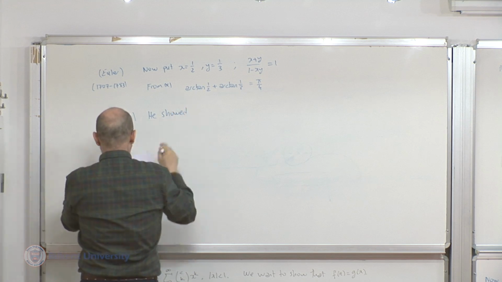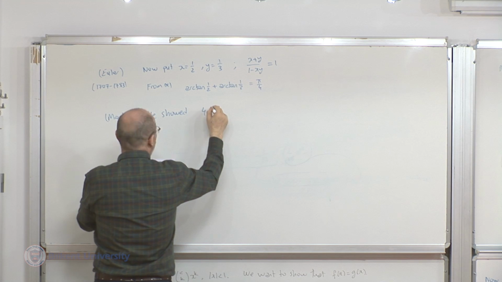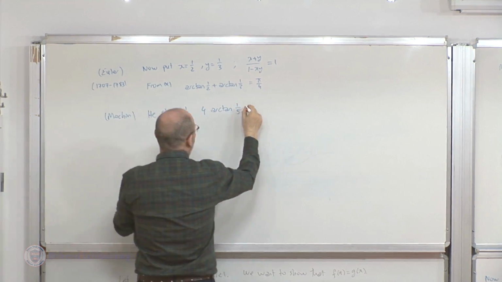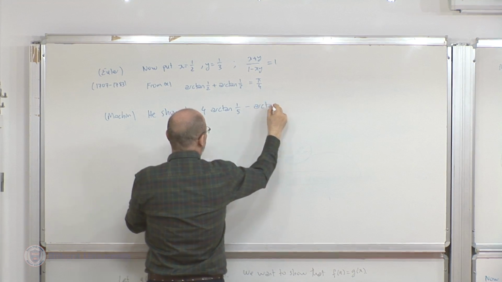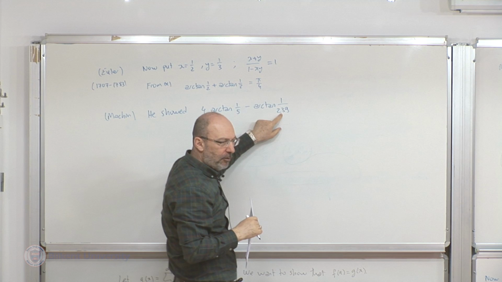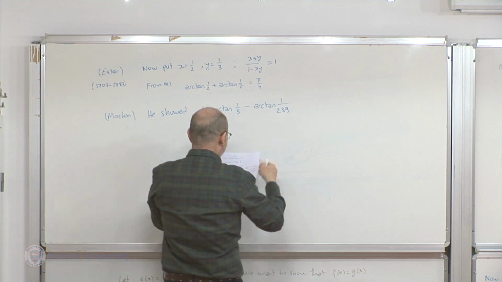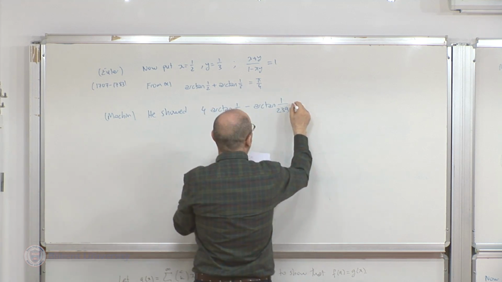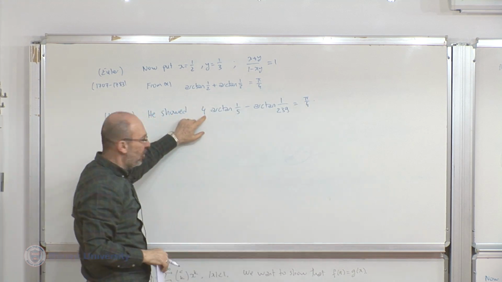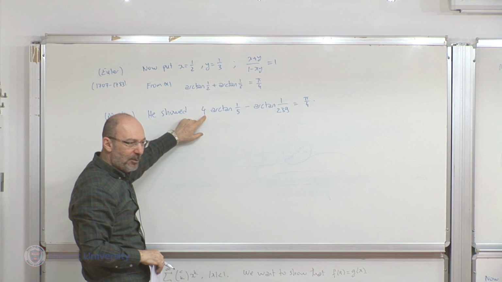Maybe I can go a little bit. 4 times arctangent 1 over 5 minus arctangent 1 over 239. Now you know it will converge very fast. It is equal to pi over 4. Okay, so it is this 4 that makes this a little bit more complicated.